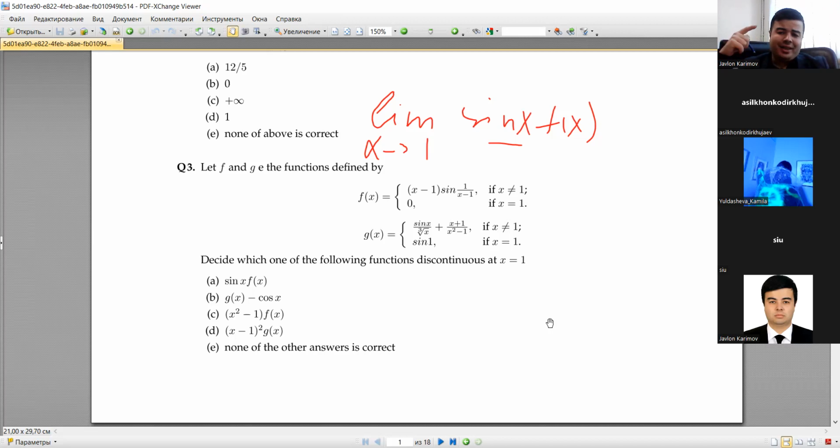If at least one of the one-sided limits does not exist or equals infinity, in this case, we say it is discontinuity of the second kind. And also we have removable discontinuity, which means that the limit exists, but the function is not defined at this point. It means that it's not included in the domain. So in this case, we call it removable discontinuity.